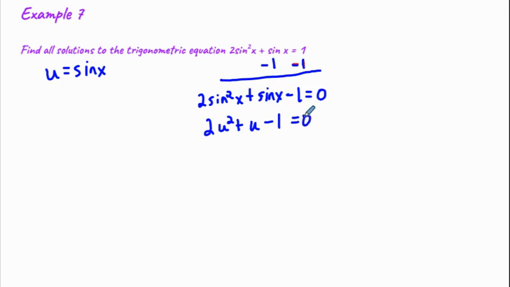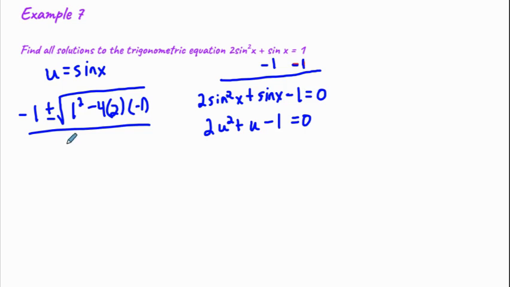Now, you can factor this. I believe you can factor it. Yeah, you can factor this. Or you can use the quadratic formula. I'm going to go ahead and use the quadratic formula, because now that I've second guessed myself, I'm no longer sure. So b is 1, so negative 1 plus or minus the square root of 1 squared minus 4 times a is 2 and c is negative 1, all over 2 times 2. So we get negative 1 plus or minus, we get 4 in the denominator. So we get 1.